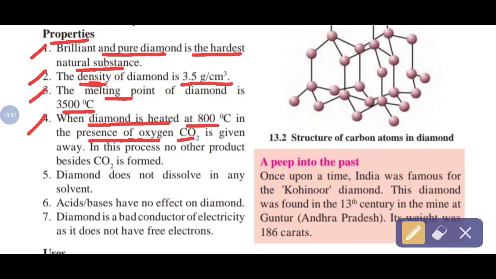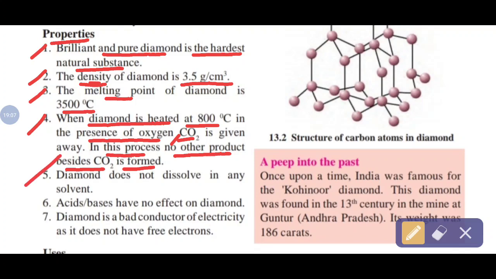Diamond is a pure form of carbon, and that's why when diamond is heated at 800 degrees Celsius in the presence of oxygen, what is formed? Carbon dioxide is given away. In this process, no other product besides carbon dioxide is formed. Only carbon dioxide is formed in this process. Why? Because what is present in diamond? Only carbon, because diamond is a pure form of carbon.